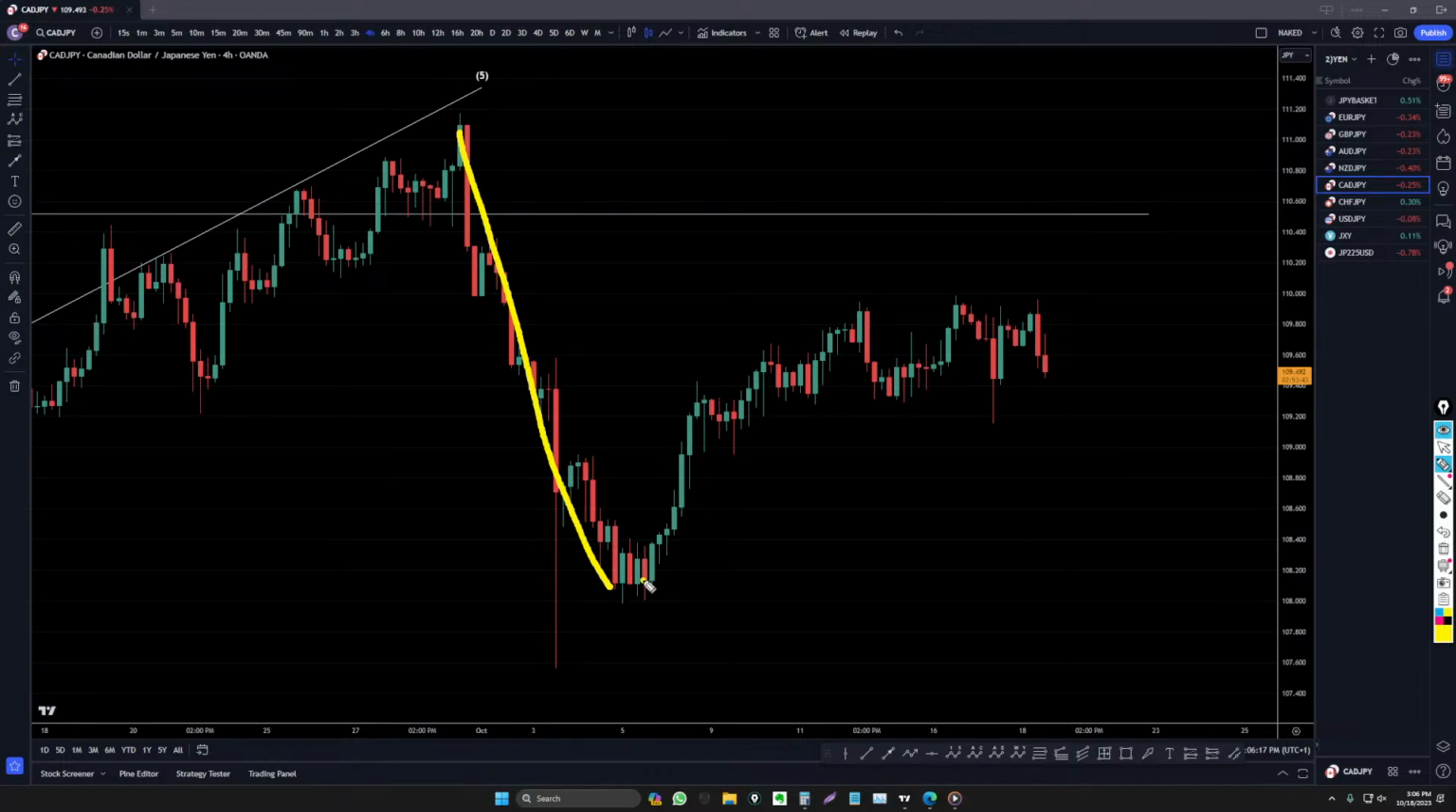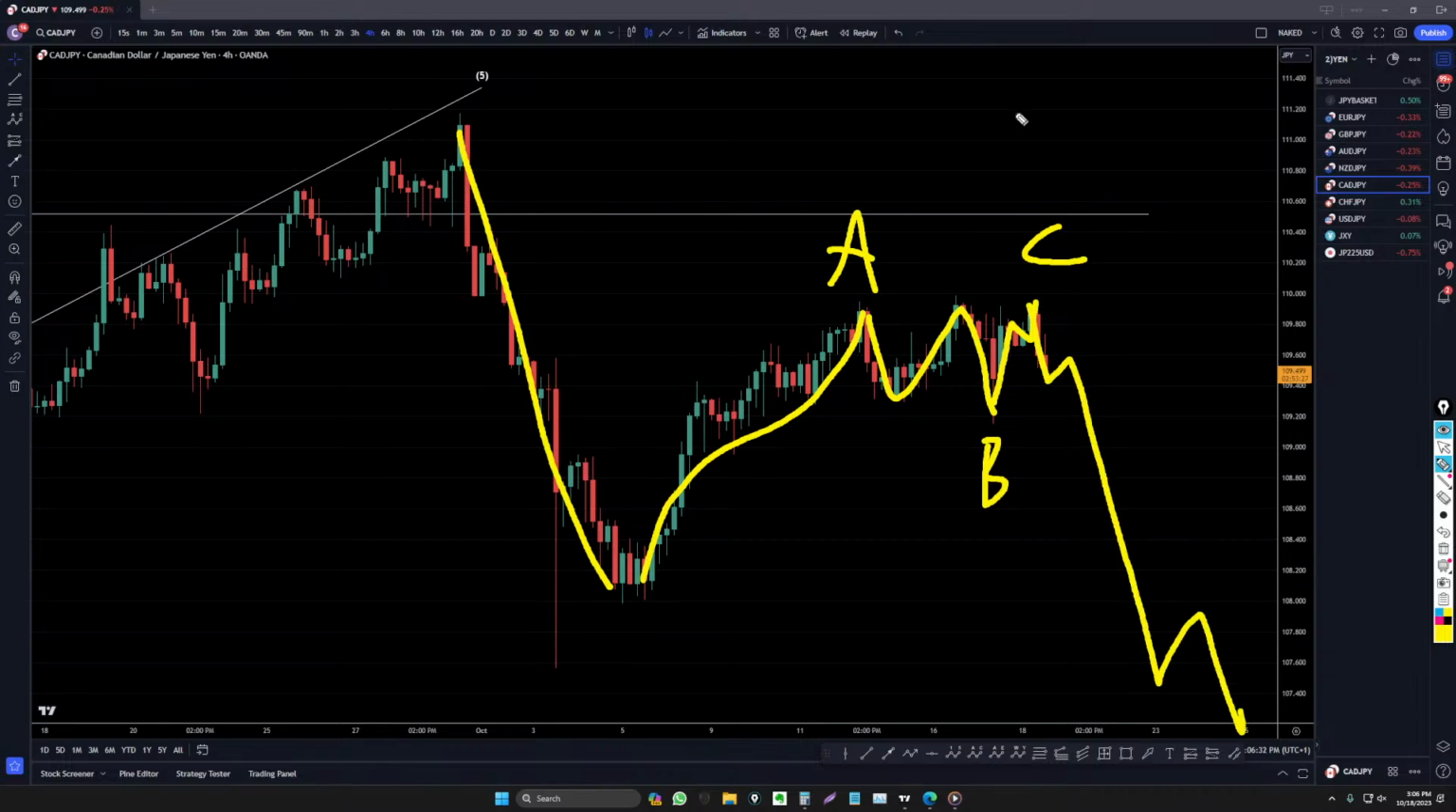impulsive down, uptrend, wave A, 1, 2, 3 waves down, wave B. And then this is a C. Boy, it doesn't really fit that well on the shorter time frames, does it? It definitely looks like it could be going down though.